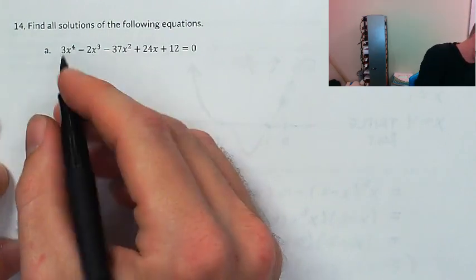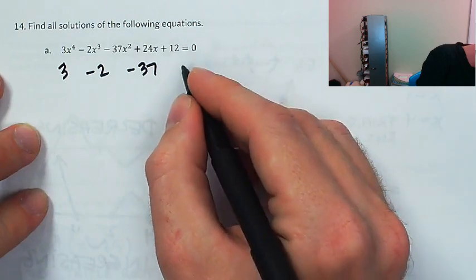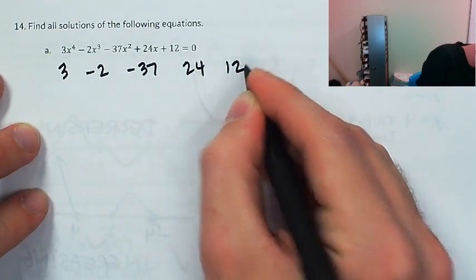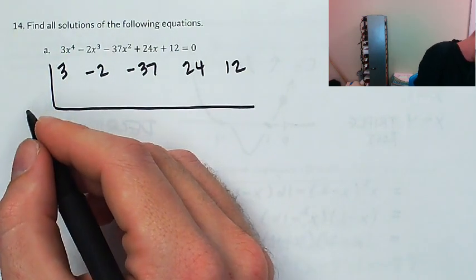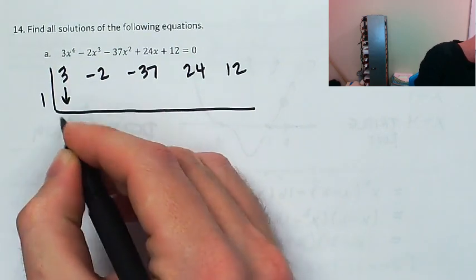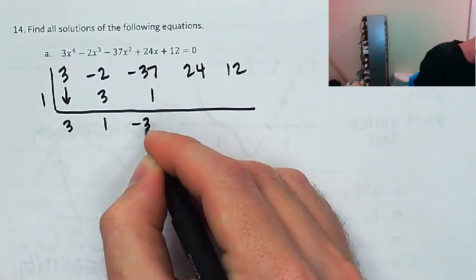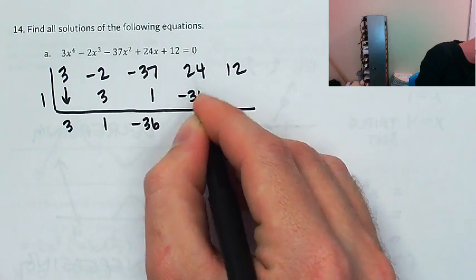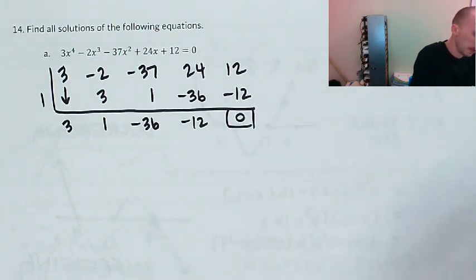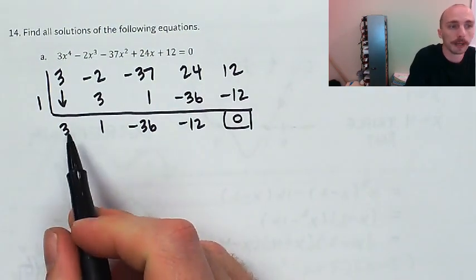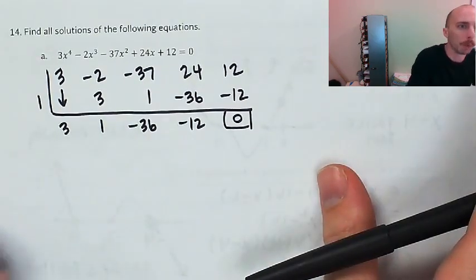I'm just hoping for the best past that. Okay, so 3x to the 4, negative 2x to the 3, negative 37x squared, positive 24x, and positive 12 with x equals 1, because I just checked and saw that was going to work. Drop it down, multiply, add, multiply, add, multiply, add, multiply, add. Get 0. Great. Happy. And look at this. This is group factorable, right? 3 to 1 is the same ratio as negative 36 to negative 12. So I'll be able to work with this.